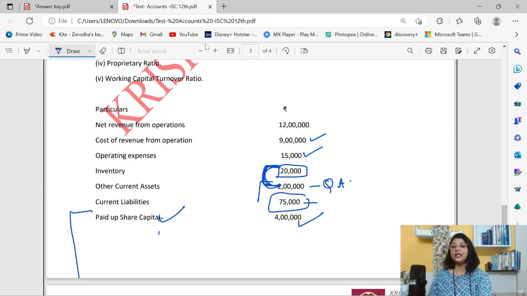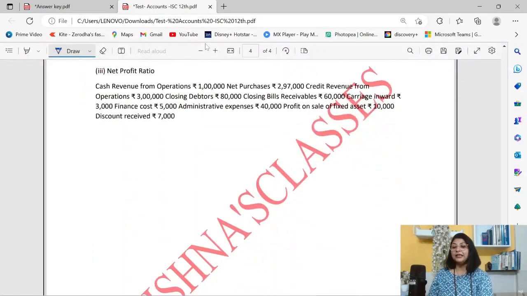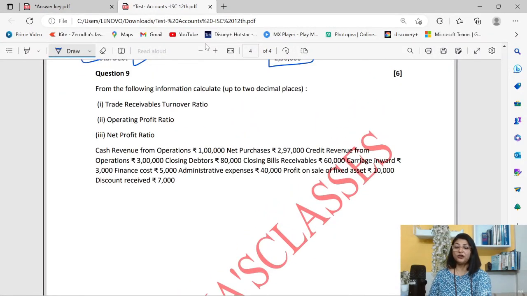Now we have reached the last part of the question paper, 9th question. In 9th question you had been asked 3 ratios: trade receivable turnover ratio, operating ratio, and net profit ratio. What is trade receivable turnover ratio? It is credit revenue from operation divided by average trade receivables. In this question, we had been given only closing debtors and only closing trade receivables, so this itself will be considered as an average trade receivable.